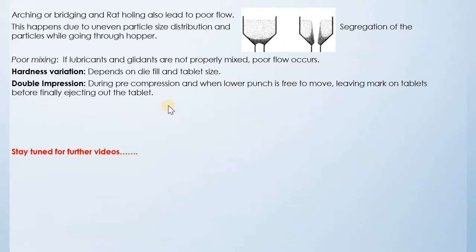And when the lower punch is free to move, it can come up 2 or 3 times, which can lead to more than one impression. Hence, it should be properly handled.